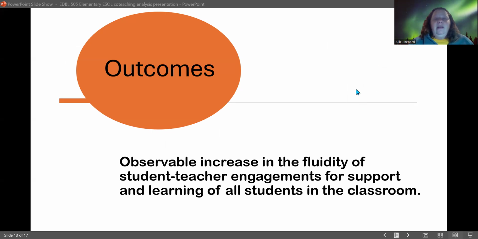So the outcomes, what they saw, observable increase in the fluidity of student-teacher engagements for support and learning of all students in the classroom. When co-teaching is working, when there's collaboration, and there's support from the administration, the classroom just worked better. The students were engaged, they were learning, they saw increases in the students' ability, more so than in other areas.